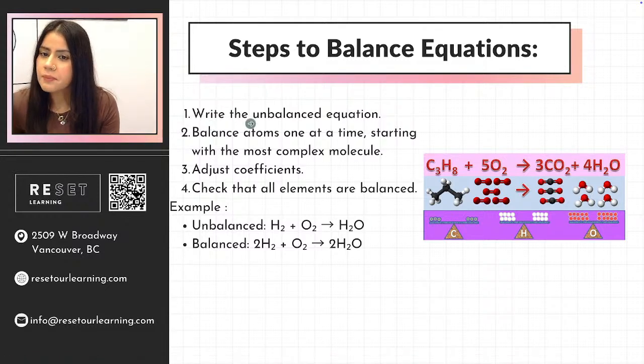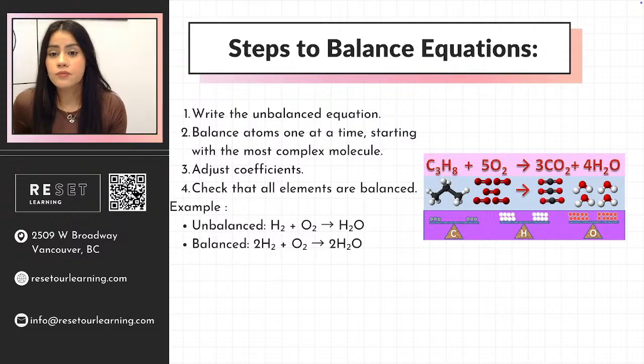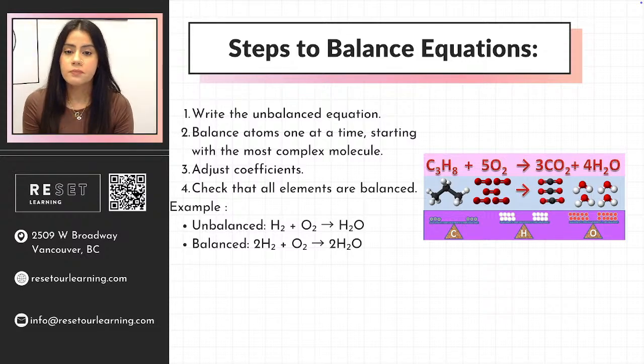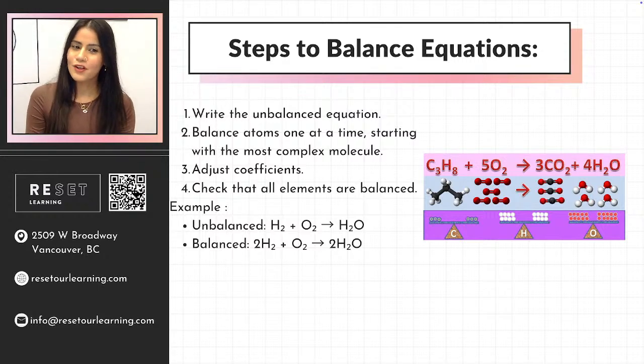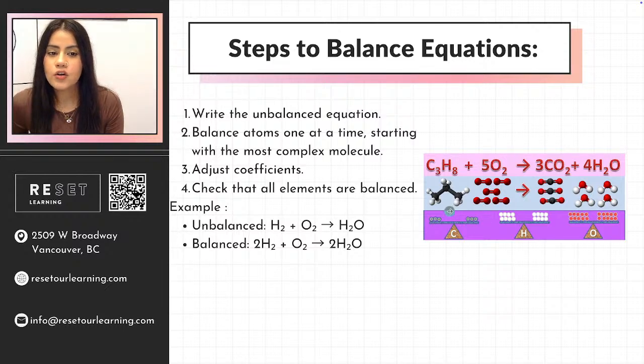Again, the first step is to write the unbalanced equation, which would be our given equation. Then the second step is we will balance atoms one at a time. We will start with the most complex molecule, and then move to the easiest molecule, which is an element itself. So this one, C3H8, is itself a compound. So we can start with C3H8 and then move to the oxygen because oxygen is by itself. And then we will do a tally on both ends, which is your reactants and products, to see if both of them are balanced.